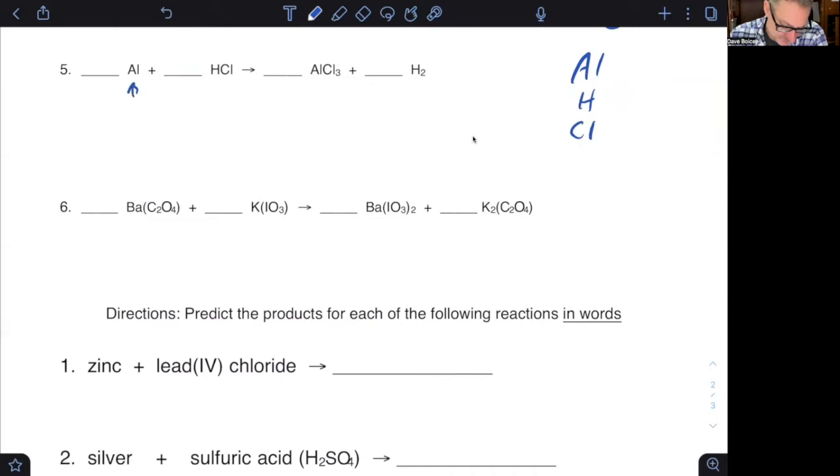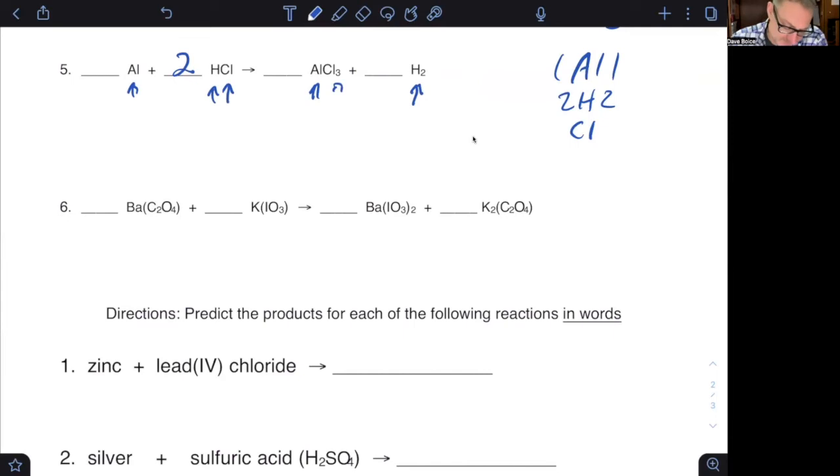Aluminum, I've got 1 here, and I have 1 here, so that's fine. Hydrogen, I have 1 here, and I have 2 here. So let's go ahead and put a 2 here. And now I have 2 on both sides. Chlorine, where I had 1, I now have 2. But here I have 3.